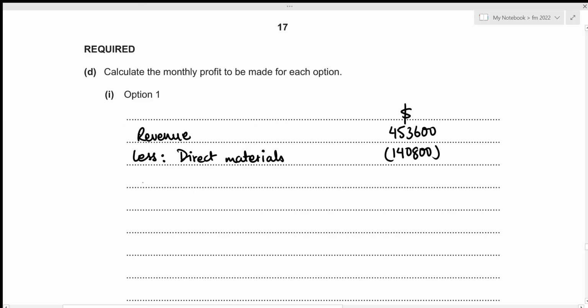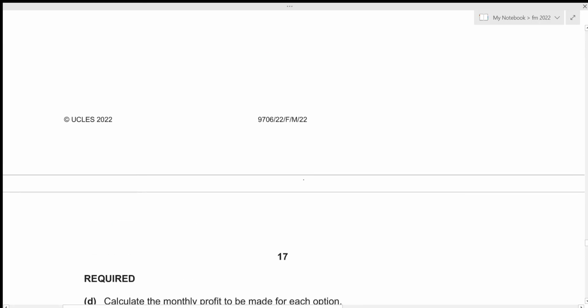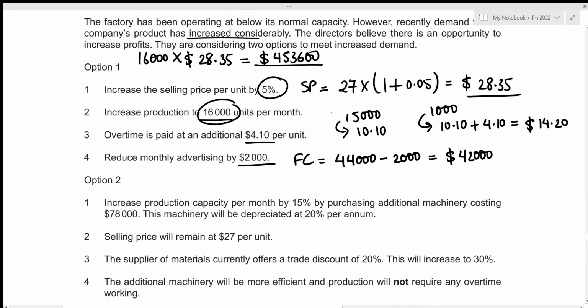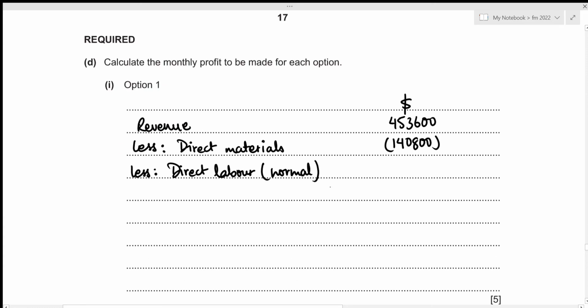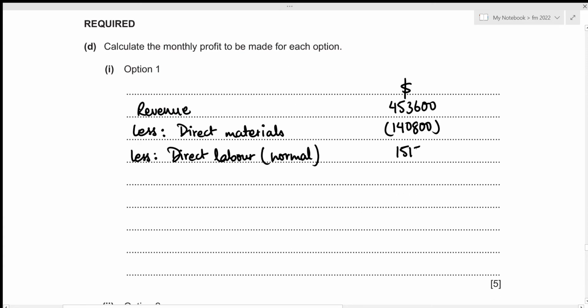Then we have the direct labor. The first one is our normal rate. The normal rate will be for the 15,000 units, right? Right here. So that's 15,000 times the rate of 10.10. And this gives the normal direct labor under option 1 to have the value of 151,500. Let's record this in our statement. That's 151,500. And then we also have the direct labor for overtime.